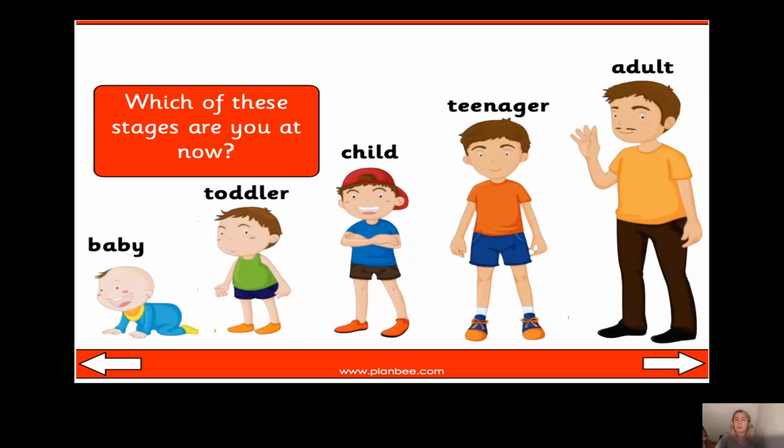Now, these pictures show the different stages of a human's life. So you start as a baby, and then you become a toddler, then you become a child, and then a teenager, and then an adult. Now, can you see that in each stage you get taller, don't you? Because your legs grow. Now, we are going to be looking at each of these stages one by one and looking at what a human is like at these different stages. So let's start with a baby.